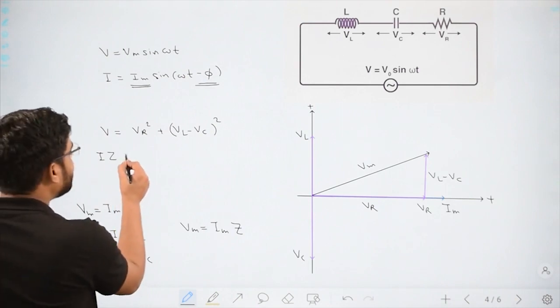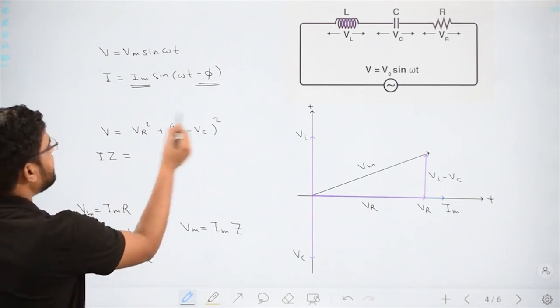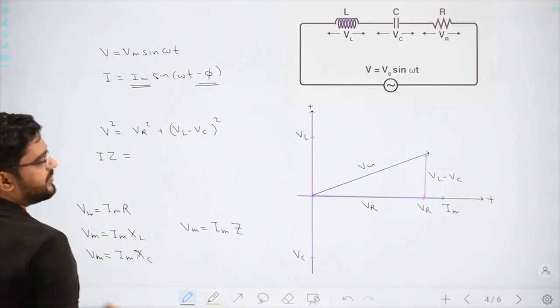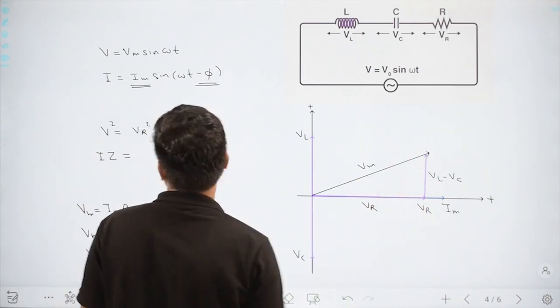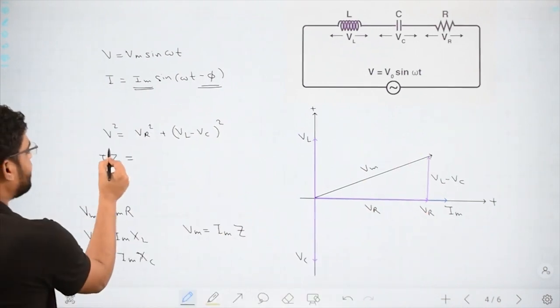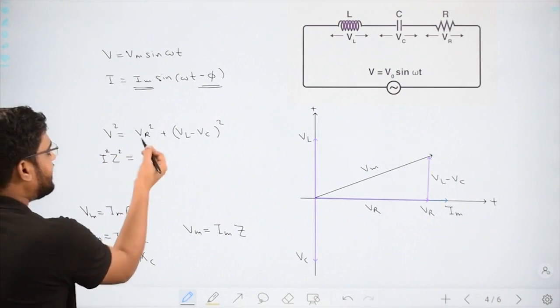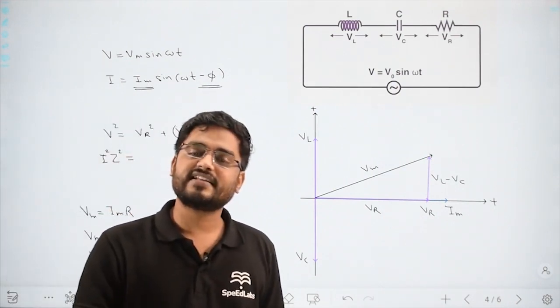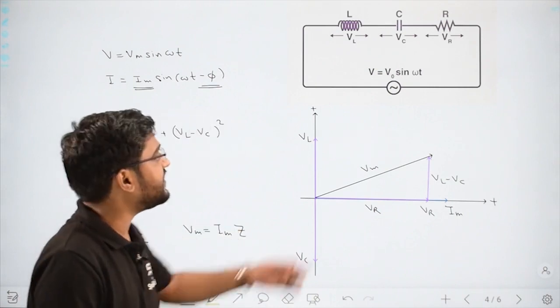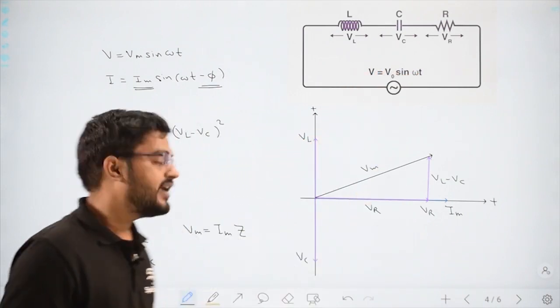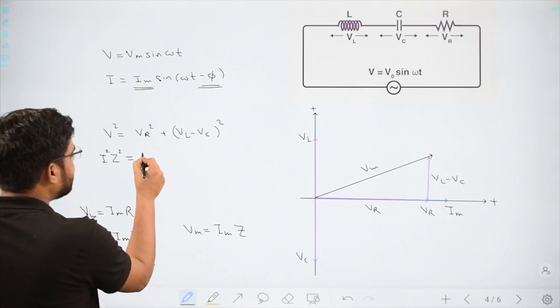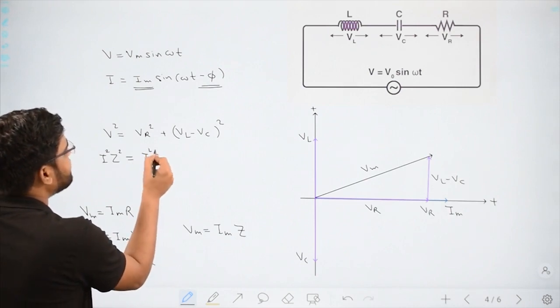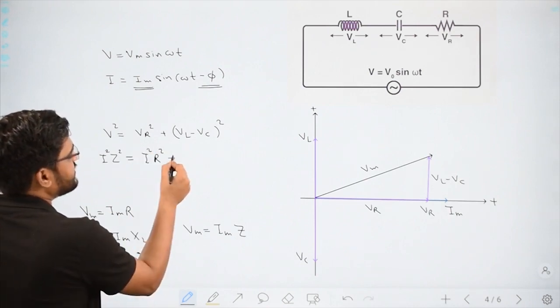So what is VR? One second, it should be the square of that, because this square is equal to this square plus this square, and the square of this will give me VR. What is VR? I is the amount of current. So VR, the potential difference across R, is I into R, and I is the same, right? So it is nothing but IR, and the square of that is this, plus what is VL?